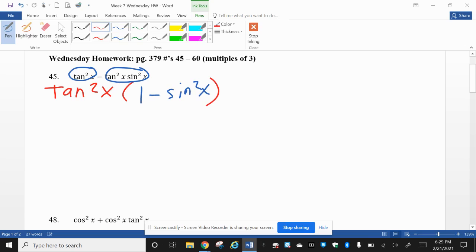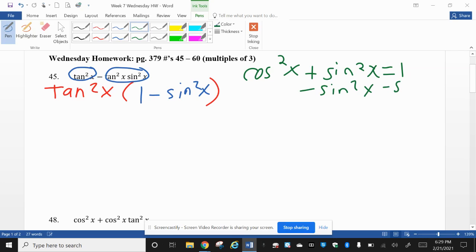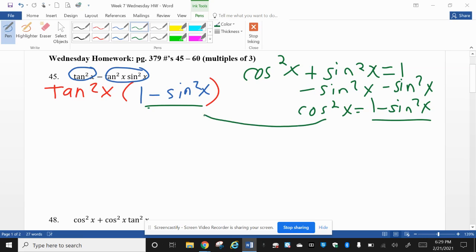Now, if you think back to Pythagorean identities, we have cosine squared x plus sine squared x is equal to 1. We want to get 1 minus sine squared x, so we'll subtract sine squared x from both sides. And that'll leave us with cosine squared of x is equal to 1 minus sine squared of x. So this right here is the same thing as this, so it will get replaced with cosine squared of x. In the next line, we still have the tangent squared of x that was on the outside, and the entire quantity just is going to become cosine squared of x.